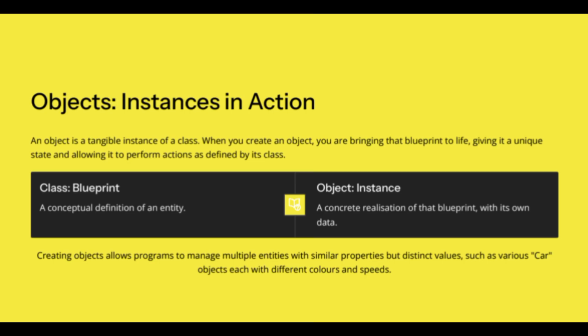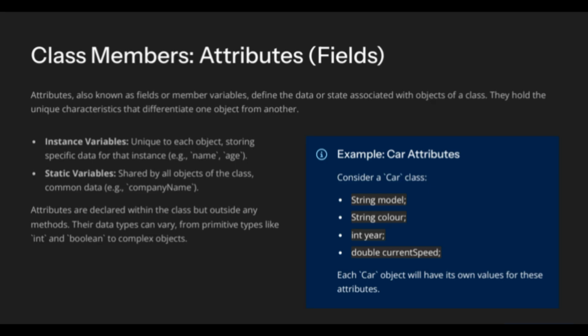Now, objects are the actual instances created from a class. For example, if we have a car class, then my car and your car are objects, each with their own color, model, and speed. So the class is the blueprint, but the object is the real thing we use in the program.